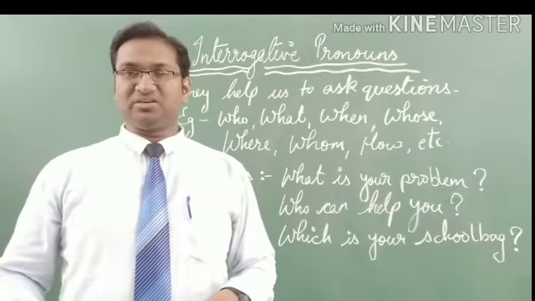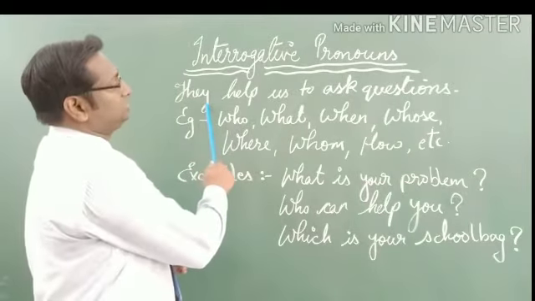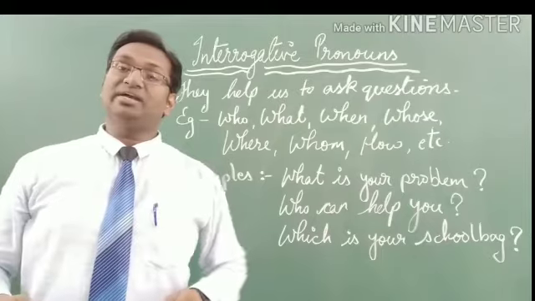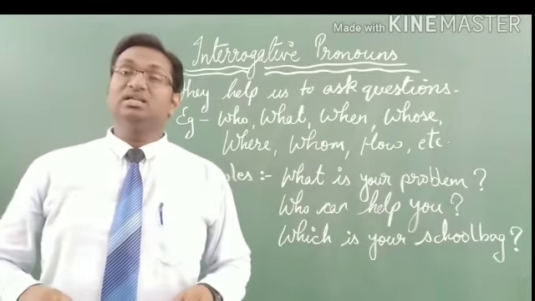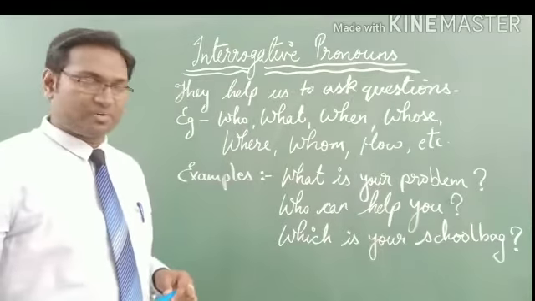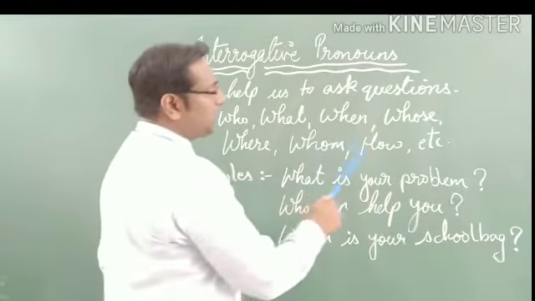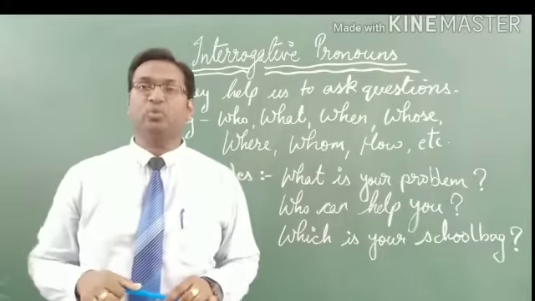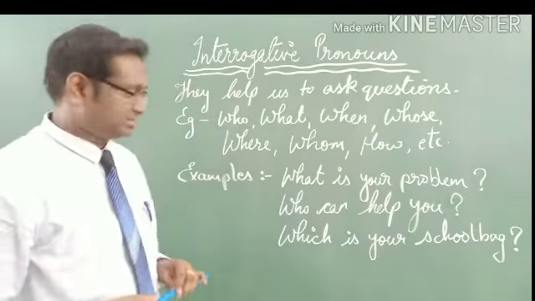Now next is interrogative pronouns. What is an interrogative pronoun? These pronouns help us to ask questions. The sentences which are in the form of questions and at the end have a question mark are called interrogative sentences. Now let's see examples of interrogative pronouns: who, what, when, whose, where, whom, how, etc. When the sentence starts with these words and at the end we have a question mark, then these sentences are your interrogative sentences.